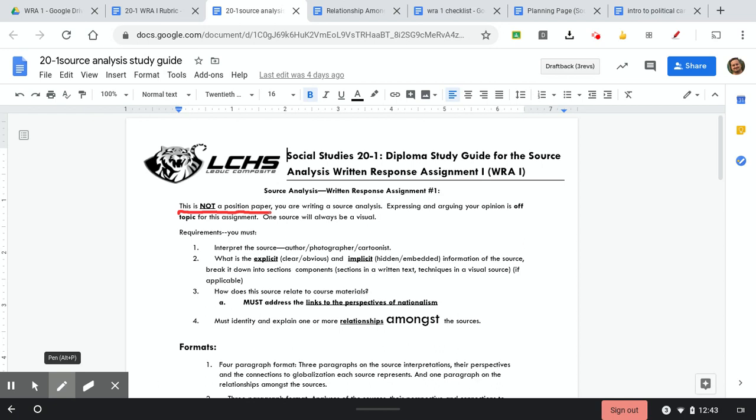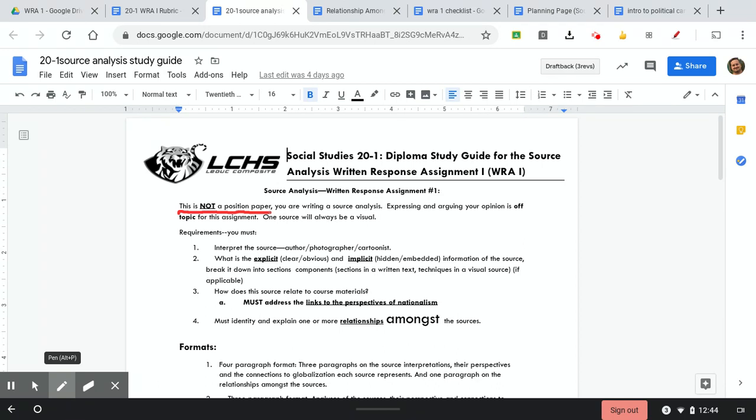Please repeat this to yourself. I cannot stress that enough, how important it is. A source analysis is showing that you understand the opinion of the source, the author who made it. So your own opinion is off topic for the assignment.